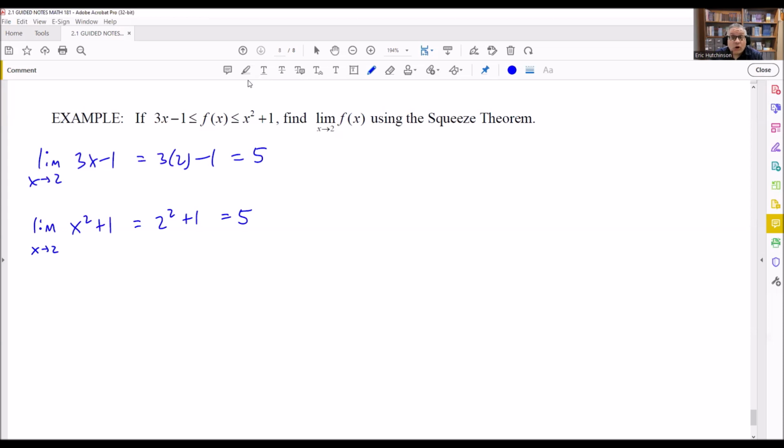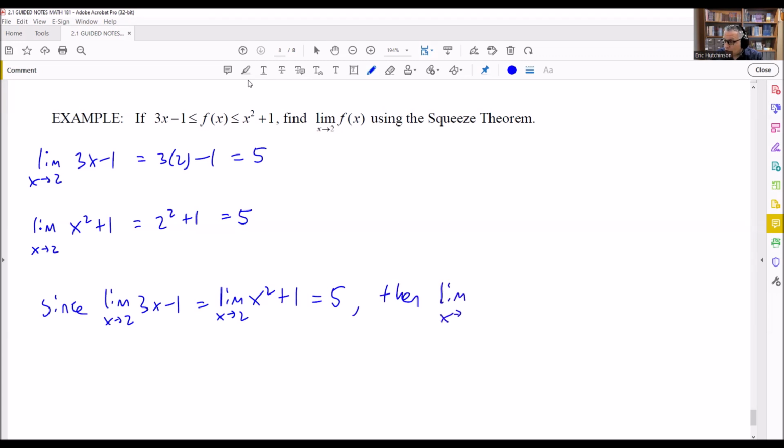So these kinds of problems are set up in a way to where these should both be the same, because if they're not the same, then we can't use the squeeze theorem for that. But because they are the same, we can say since the limit as x approaches 2 of 3x minus 1 equals the limit as x approaches 2 of x squared plus 1, and that all equals 5. So since those two both equal 5, then the limit as x approaches 2 of f of x is also equal to 5 by the squeeze theorem.